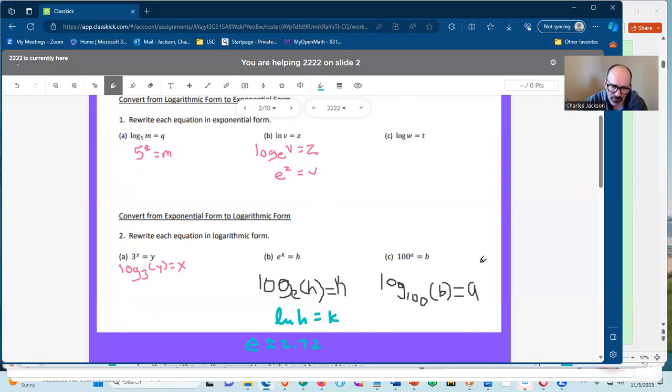But then we have this matter of the common logarithm. Part C at the top on side 2. There we go.